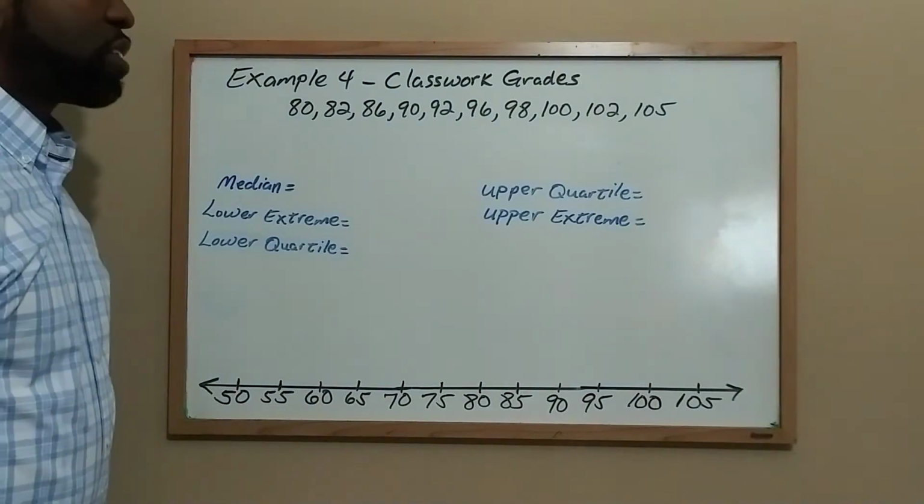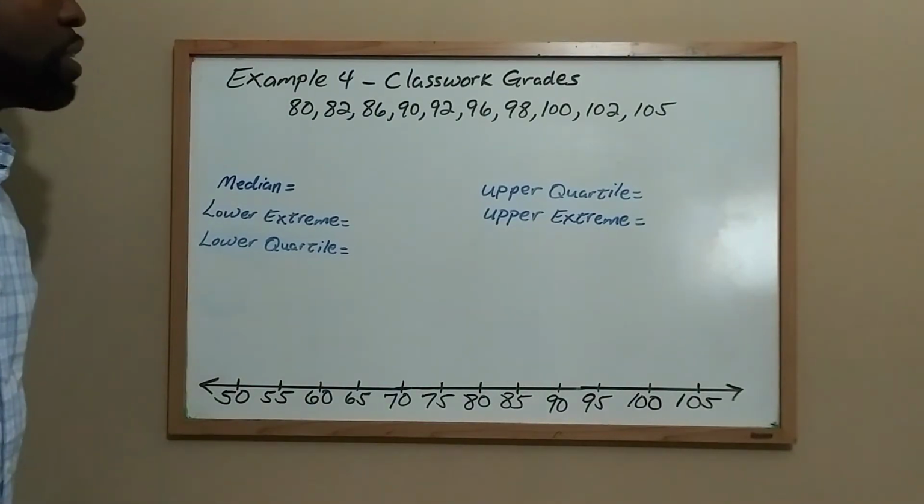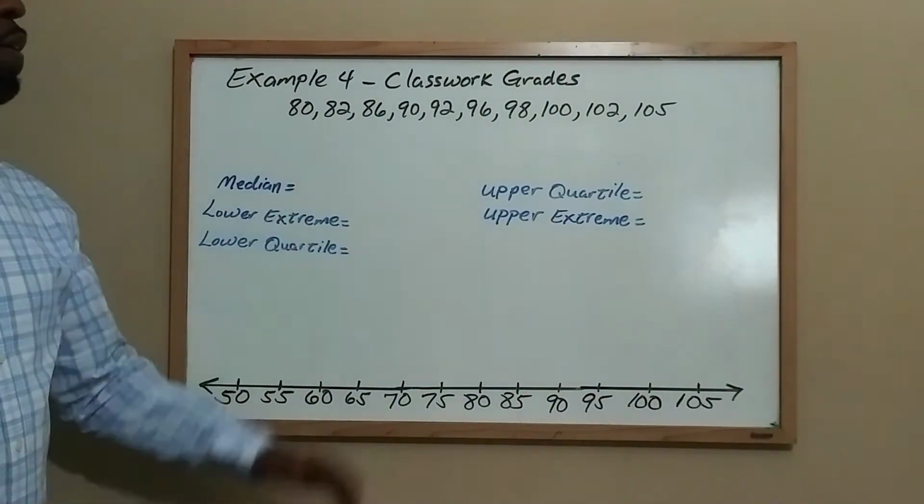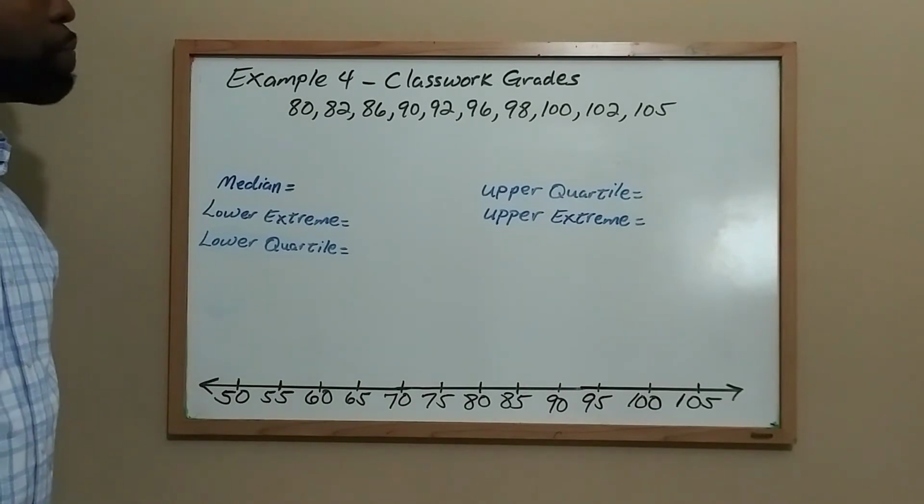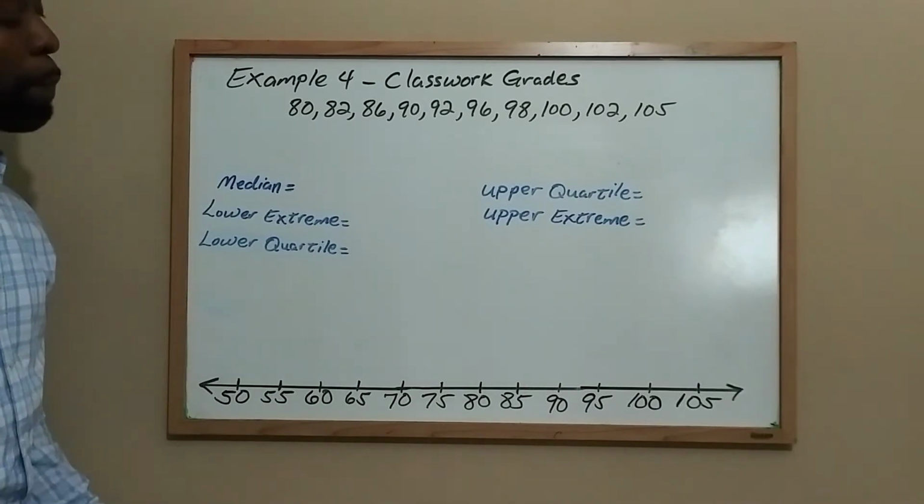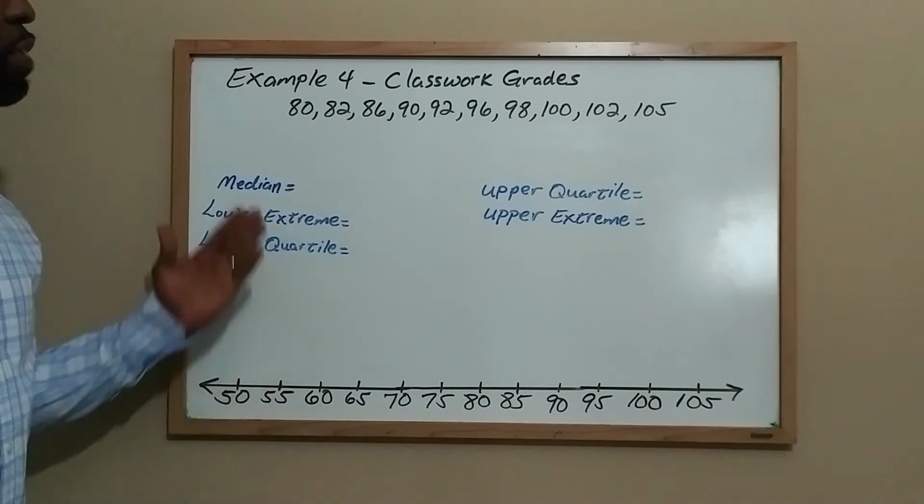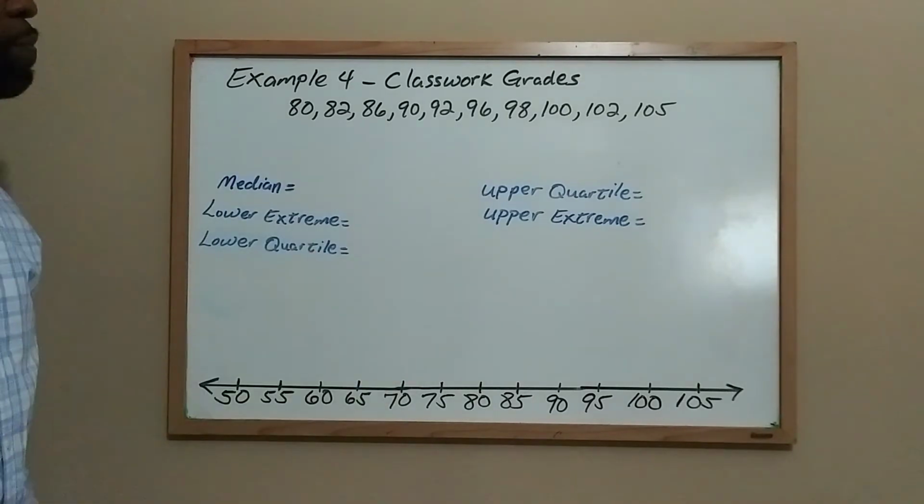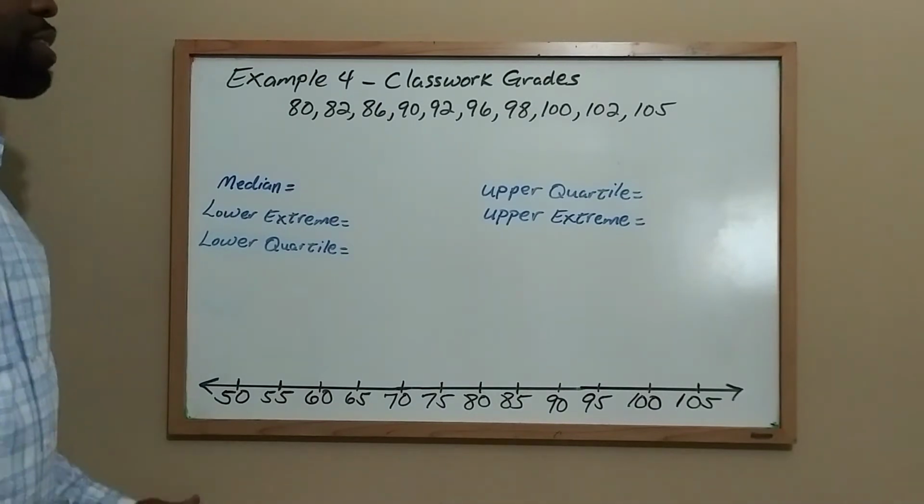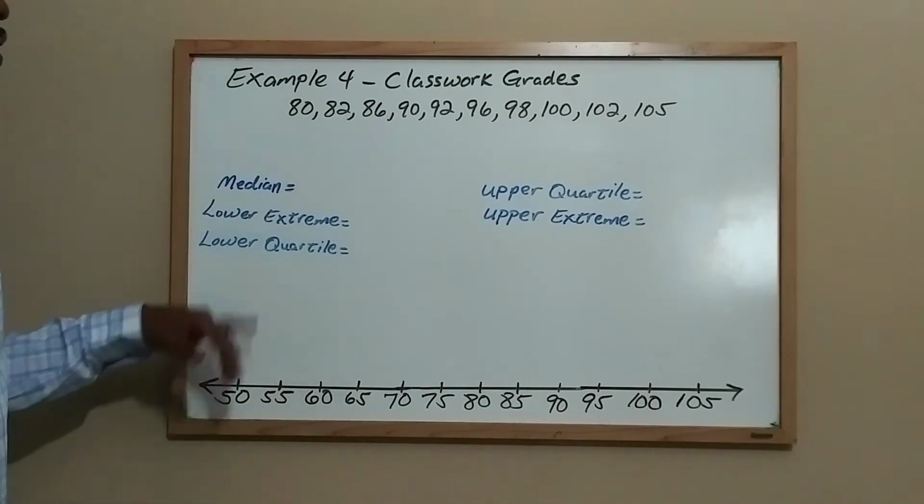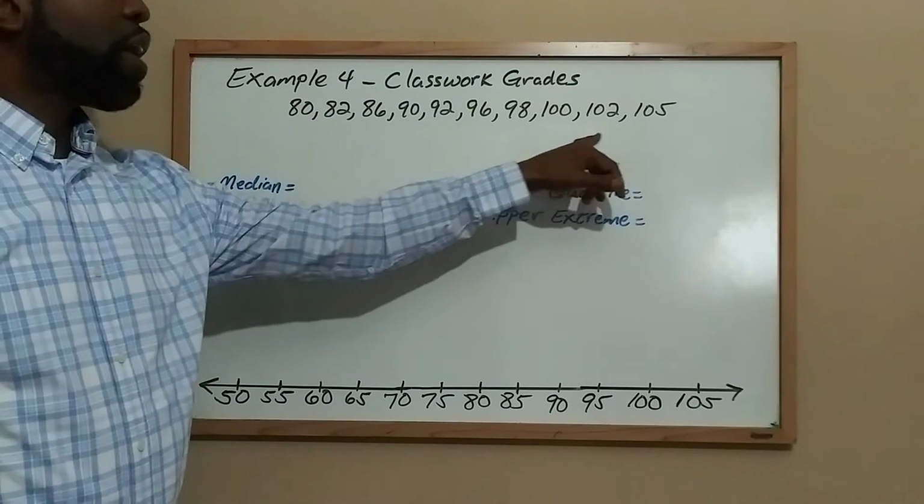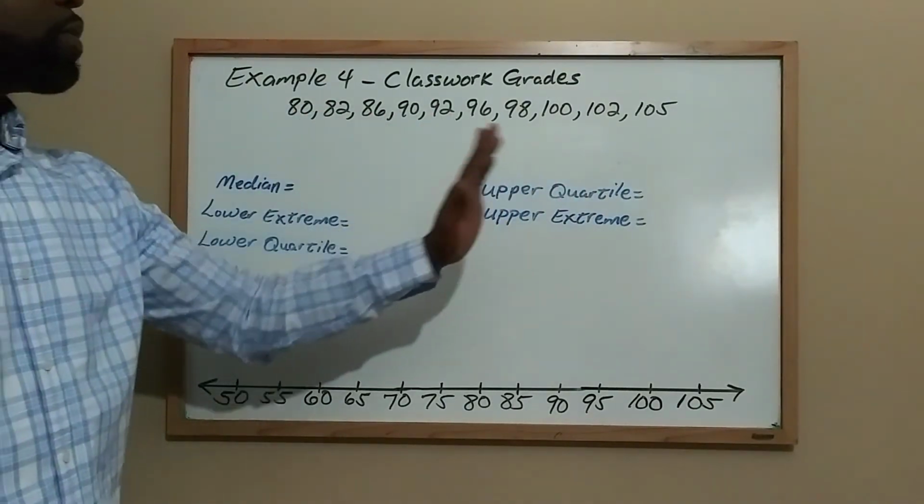Alright, this will be the last example for today. In this example, we're going to look at classwork grades. Alright, so at this point, pause the video and see if you can come up with a solution. So the first thing we need to do is look and see if the numbers are in order from least to greatest. And in this case, they are. The numbers are already in order from least to greatest.